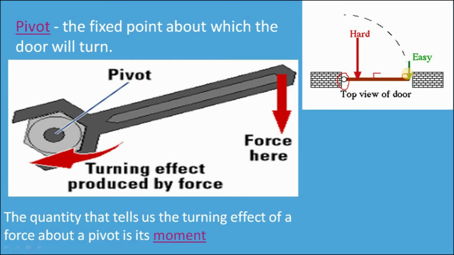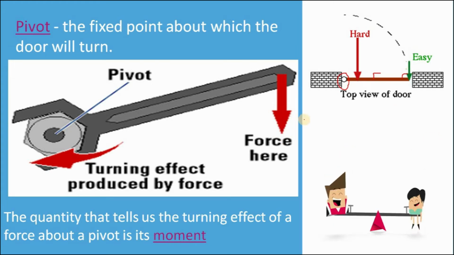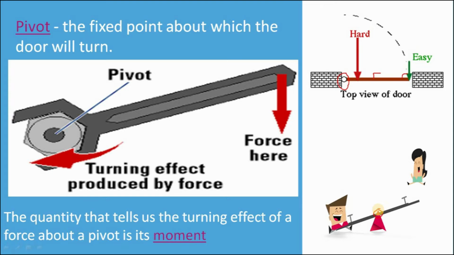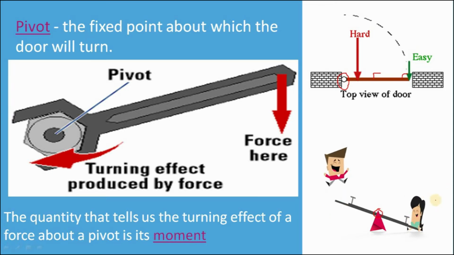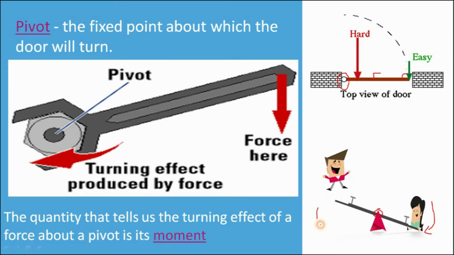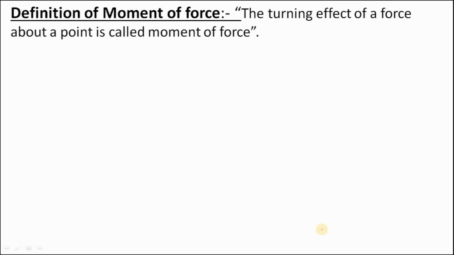So let's check another example. In this seesaw game, the pivot is the middle point. This is the pivot. Here two kinds of moments you can observe. One moment is clockwise, another moment is anti-clockwise. So here two moments are at work. The definition of moment of force: the turning effect of a force about a point is called moment of force.